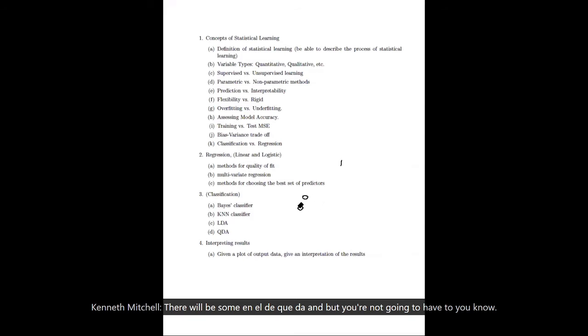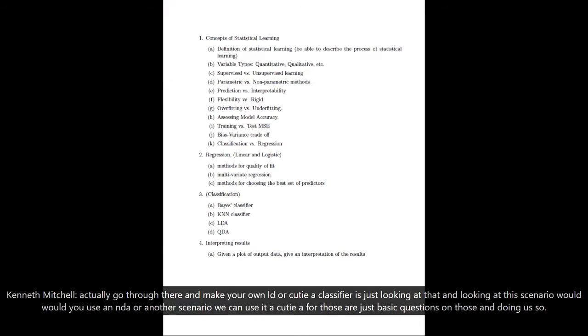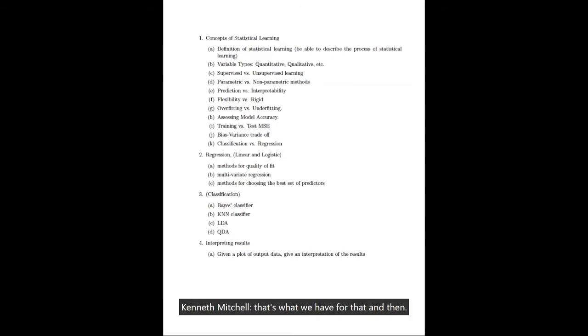There will be some on LDA and QDA, but you're not going to have to actually go through there and make your own LDA or QDA classifier. It's just looking at this scenario: would you use an LDA, or in another scenario, would you use a QDA for those, and just basic questions on those. So that's what we have for that.